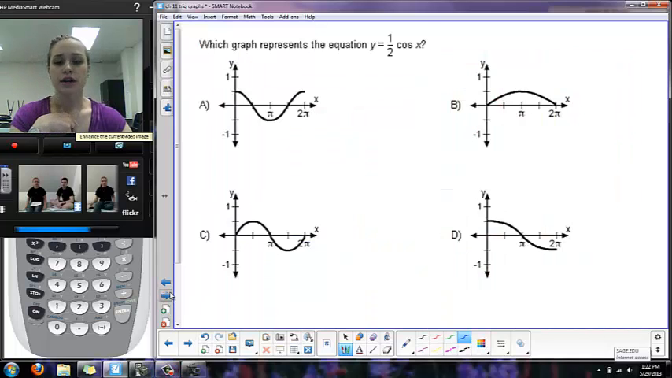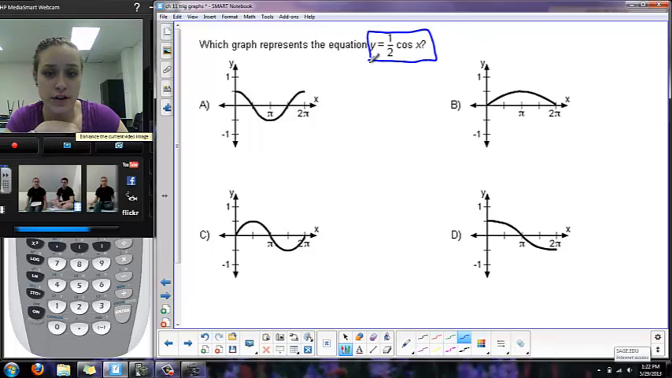Okay, now we're going to start doing multiple choice questions where it gives you a couple of pictures and you have to pick the one that represents the equation that's given. Okay, so we have to find the graph that represents the equation 1/2 cosine of x. Now, what I was telling students in class is that cosine starts at its maximum. Okay, so cosine's not going to go through the origin. The only graph that goes through the origin is going to be sine.